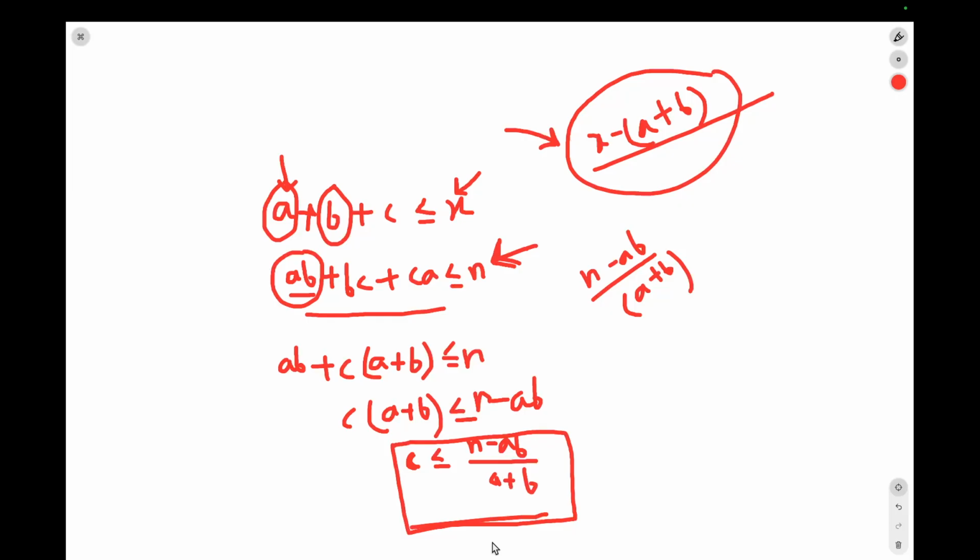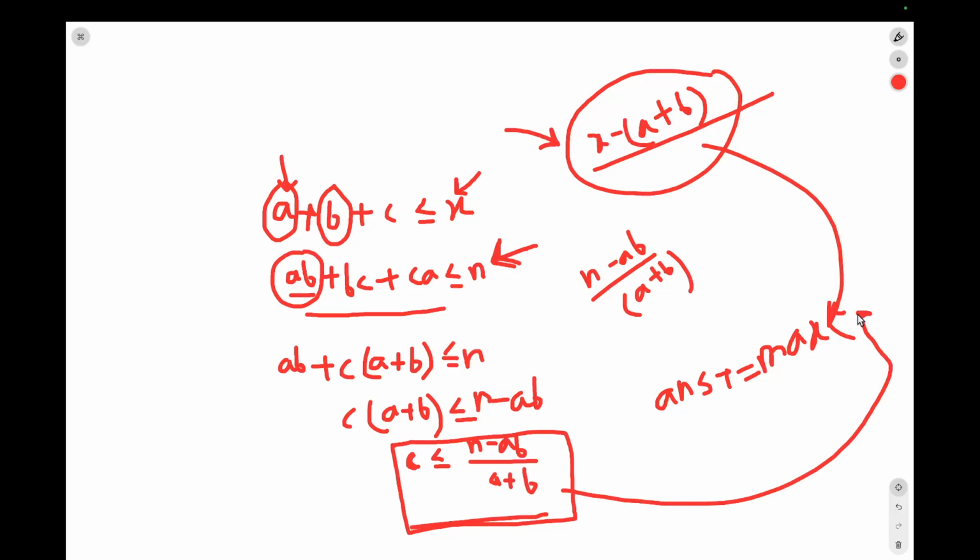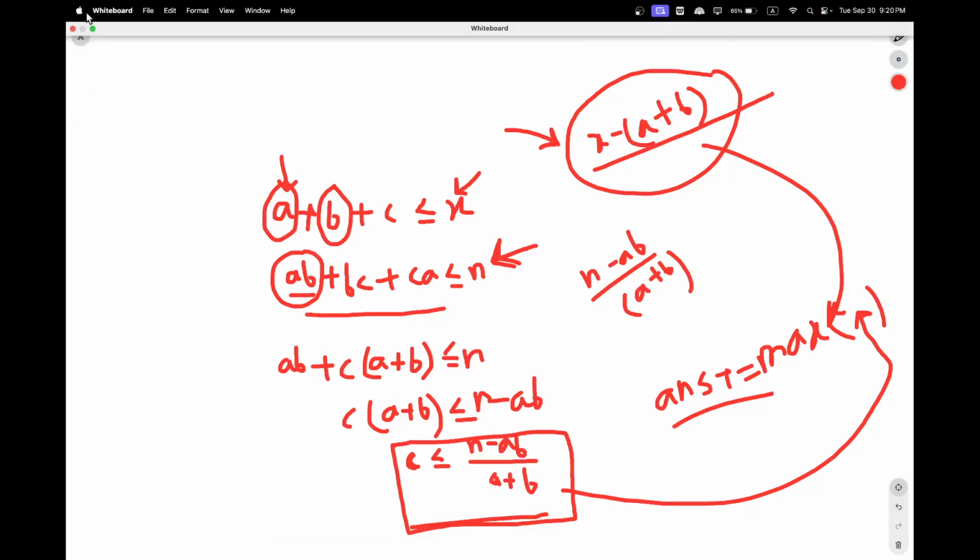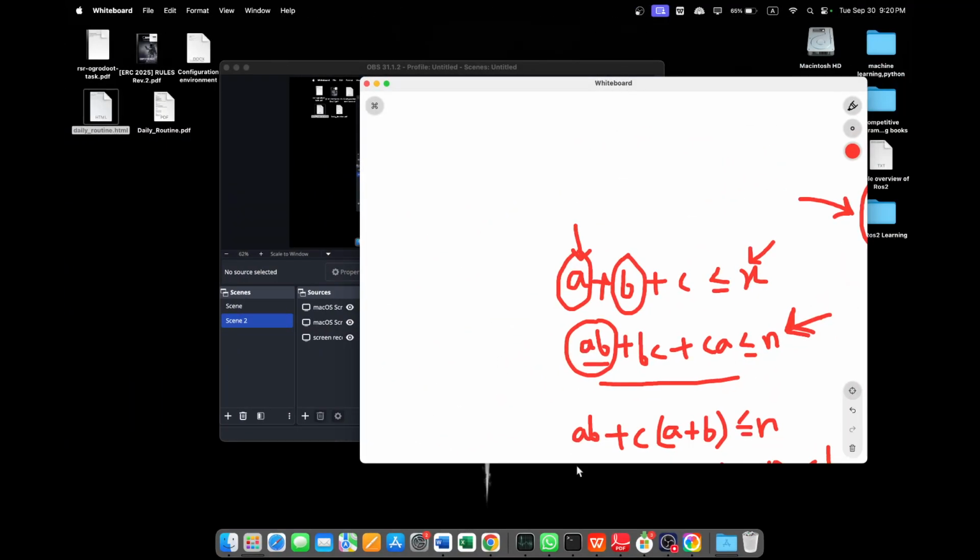So we will just do answer plus equals to the maximum of this and this, and in such a way we will increment our answer. Okay, I will show you the code again.